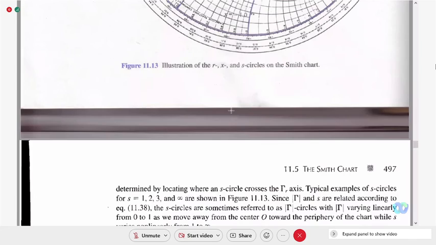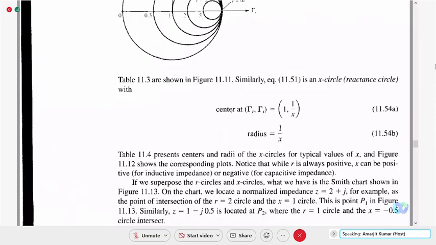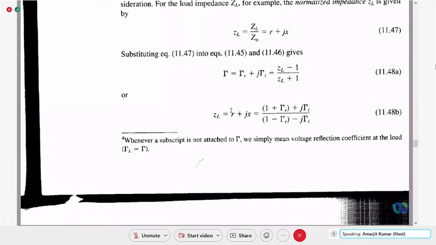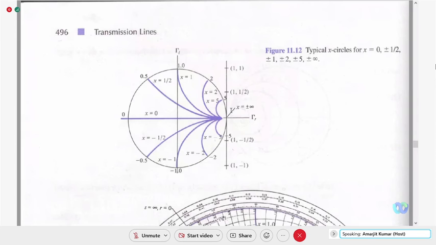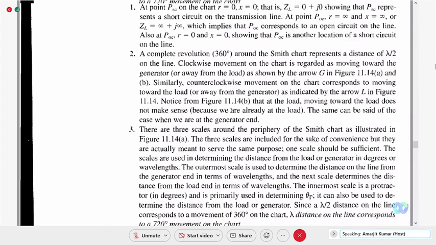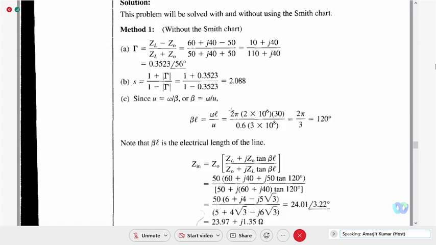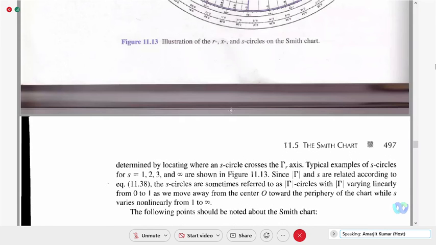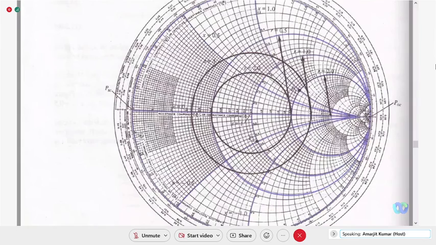So today we have seen the basics of the Smith chart, and tomorrow we will continue the Smith chart. There are many properties of the Smith chart. So tomorrow, day after tomorrow, next class we will continue the Smith chart.